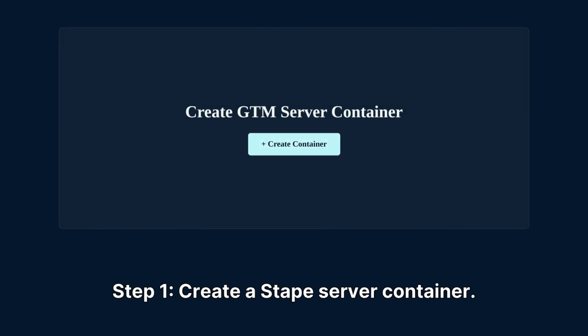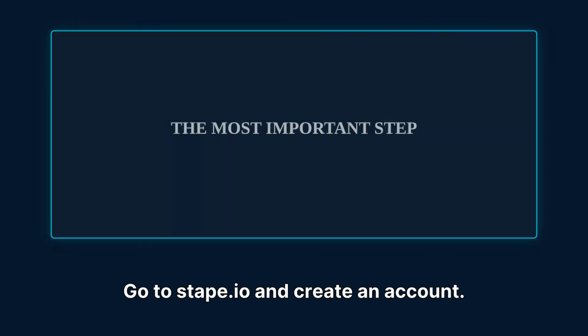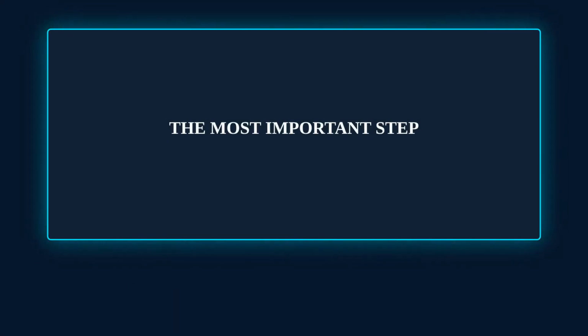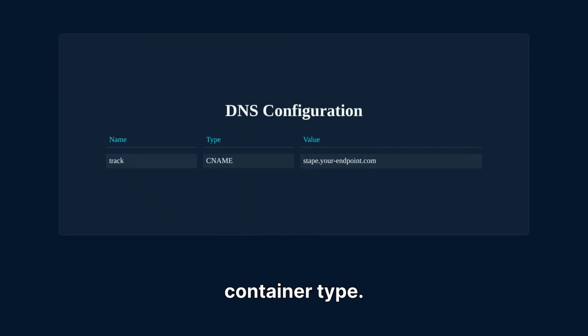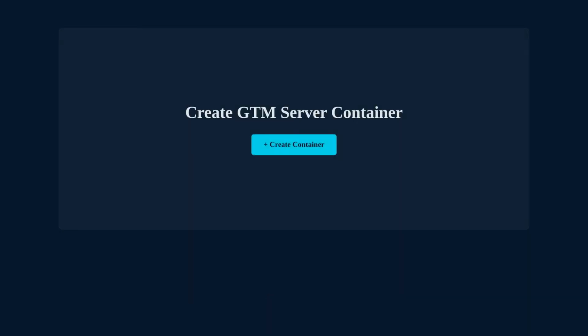Step 1. Create a Stape Server Container. Go to stape.io and create an account. Click Create Container. Select Google Tag Manager Server as the container type. Enter your website domain. Step 2.